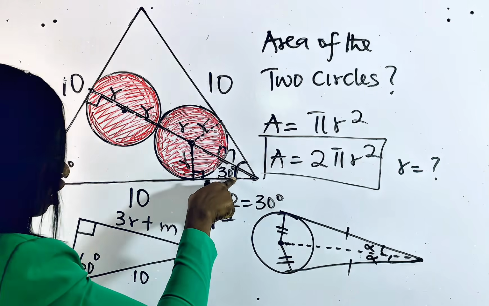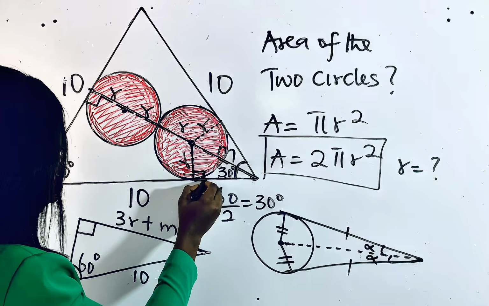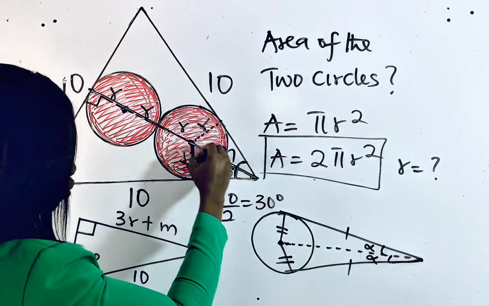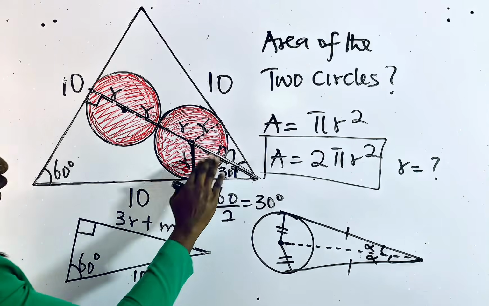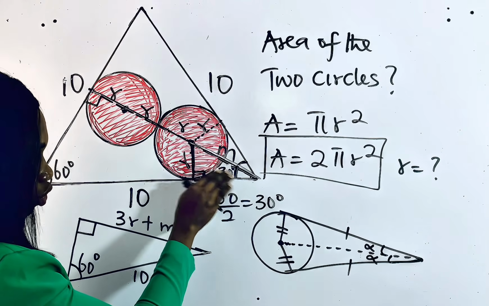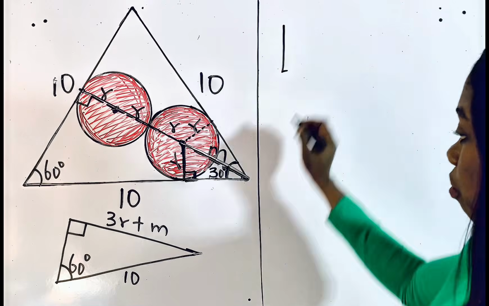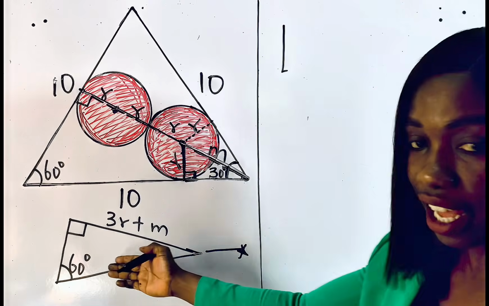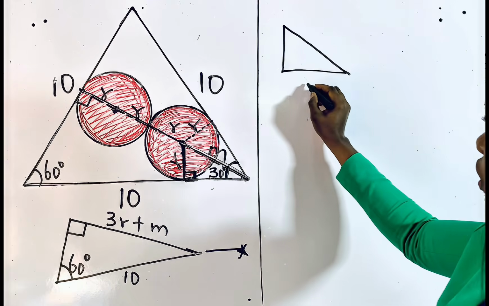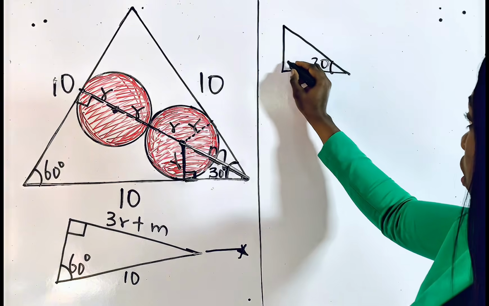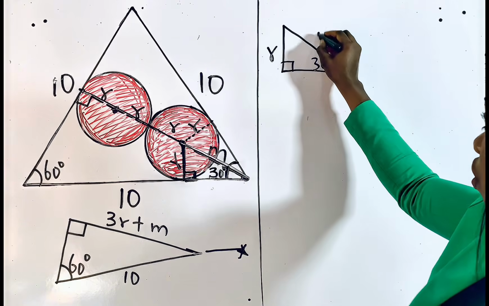If this angle is 30, you observe that this has formed a right angle triangle. So if you bring out this shape, it's just for us to easily find this m and then replace it with what we have here. So let's bring out this smaller right angle triangle. Remember we left this, we are coming back to this diagram. Here measures 30 degrees. It's right angles here. This length measures r and this measures m.